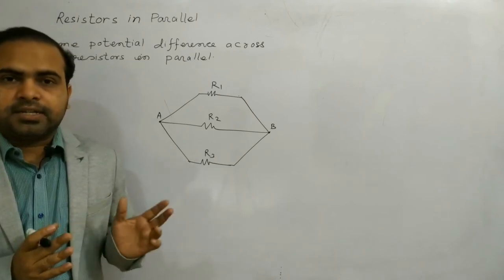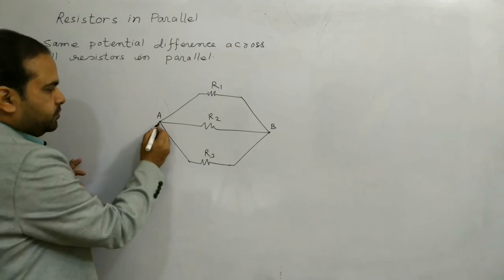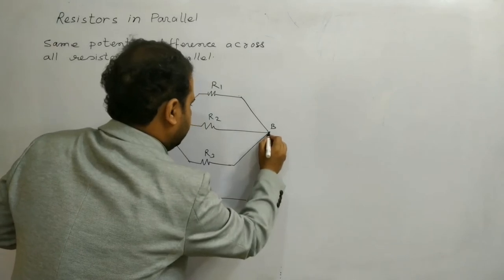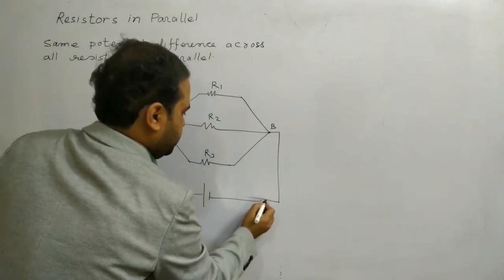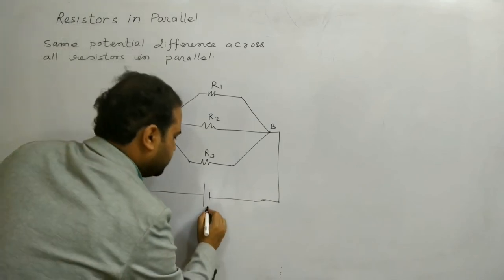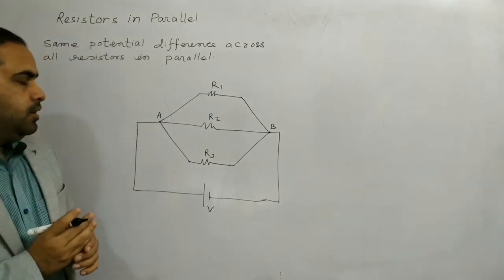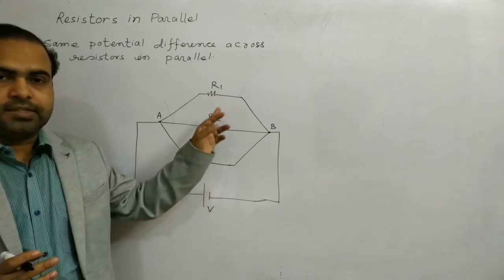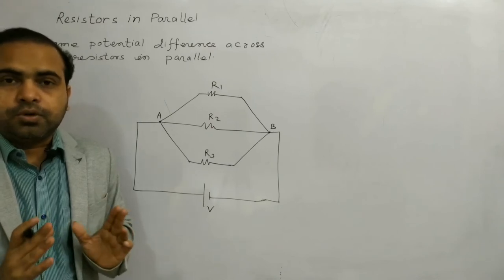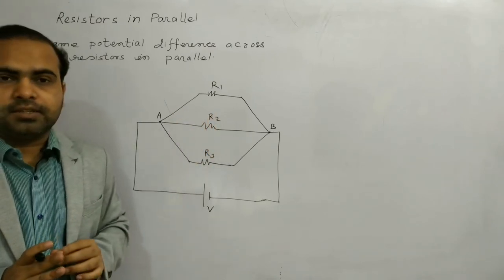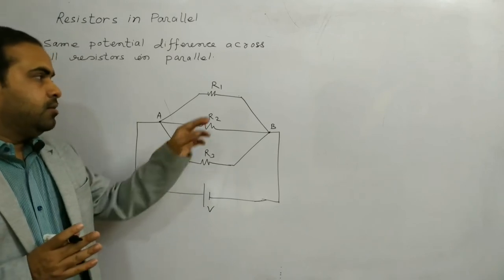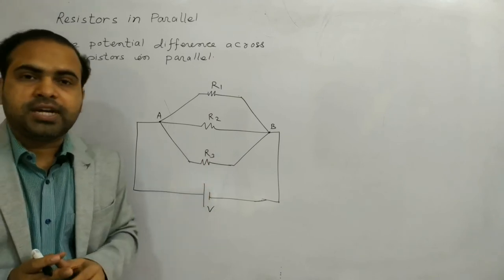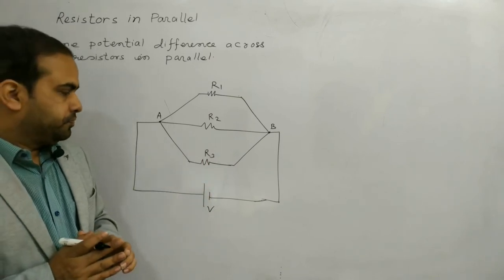To do so, let us connect it across the terminals of a battery having potential difference V. We see that potential difference across all the resistors are same. So we can say here that this is a parallel combination. Potential difference across R1 is also V, R2 is also V, and potential difference across R3 is also V.